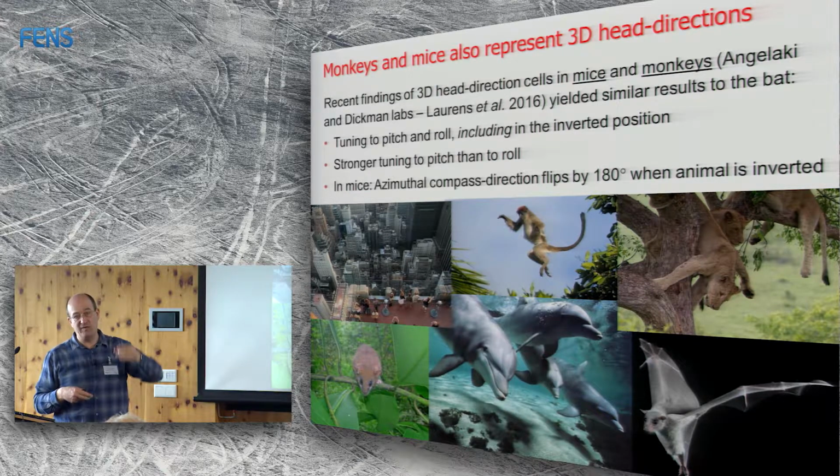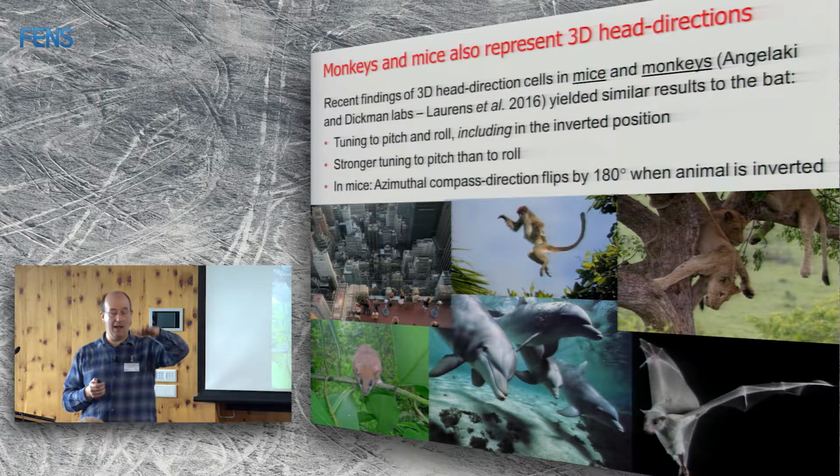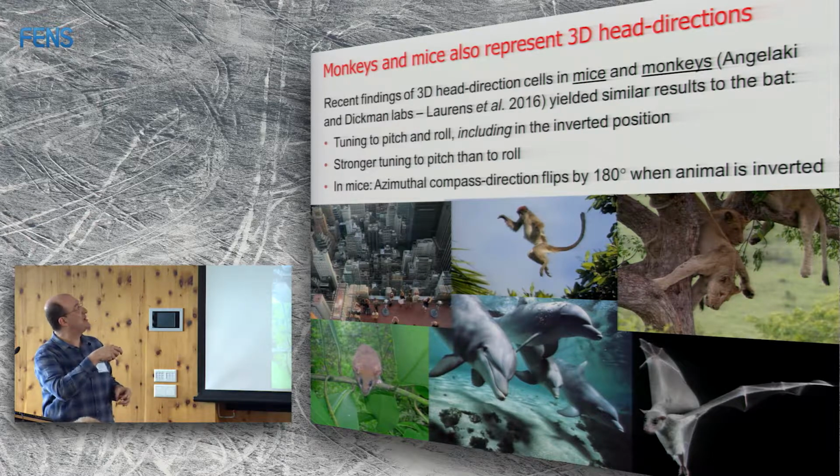And at SFN, the SFN meeting a few weeks ago, they had a poster on mice. And really, it was extremely similar in terms of the data. They had mice upside down, upright, inverted. So first they found that they have tuning to pitch and roll, including the inverted position, the stronger tuning to pitch than to roll. As I said, they don't. So that's similar to ours.